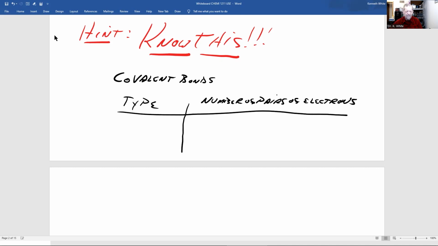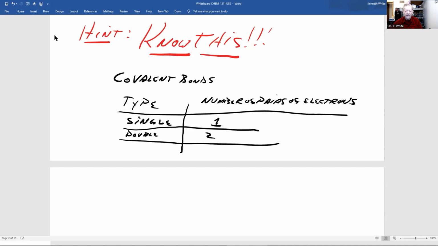Instant chart. First type of covalent bond is a single bond, and that's one pair of electrons. Second type is a double bond, and that's two pairs of electrons being shared. And the final one is a triple bond, and that's three pairs of electrons.